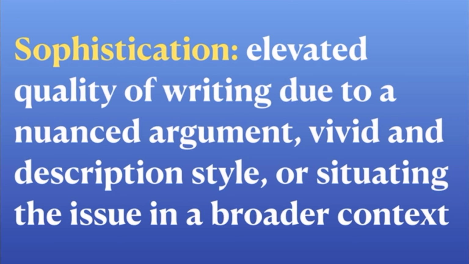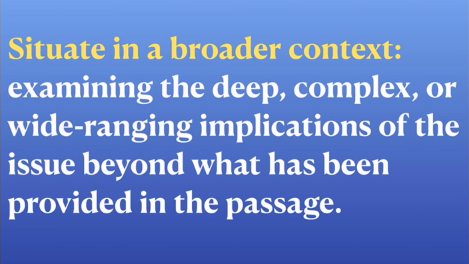The final point on the rubric is going to be the sophistication point. This is the hardest point to earn. Sophistication can be achieved in a variety of ways. One way is by elevating the quality of the writing due to a nuanced argument. You could also have a vivid and descriptive writing style, or you could situate it in a broader context. If you situate an issue in a broader context, it means that you're examining the deep, complex, or wide-ranging implications of the issue, so you want to go beyond what has been provided for you in your sources or passage. You want to think about the deeper, real-world implications, and sometimes this actually requires your own background knowledge as well.